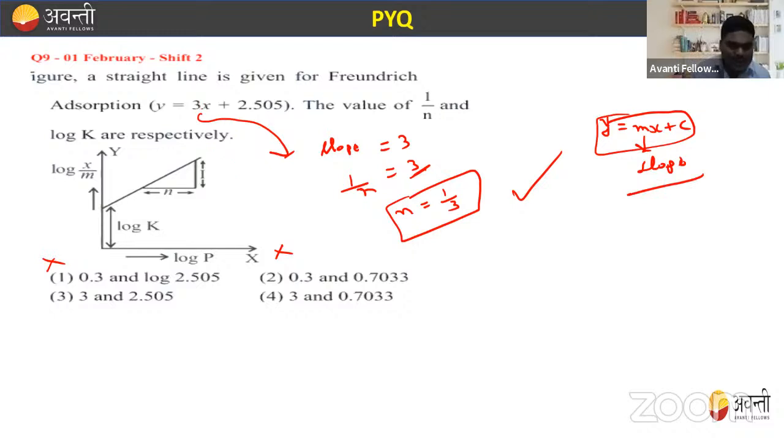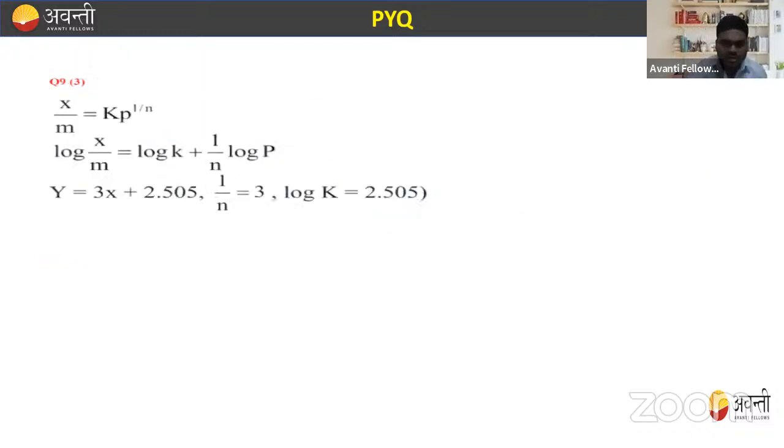Right? Now you have to calculate the log k. So for this we also know the formula, that is x by m is equal to kp to the power 1 by n, or we learn the simple formula log x by m is equal to log k plus 1 by n log p. So we know that, what's the value of this, beta? We know that y is equal to 3x plus this, right? And 1 by n is equal to 3. So what is log k? So log k comes out when we just compare this equation, right?